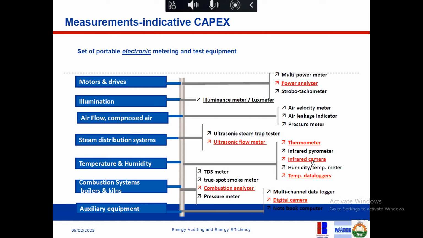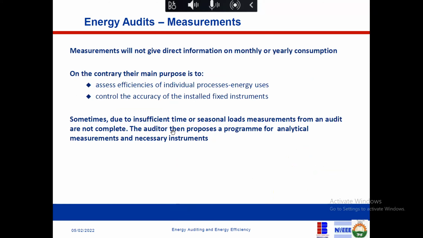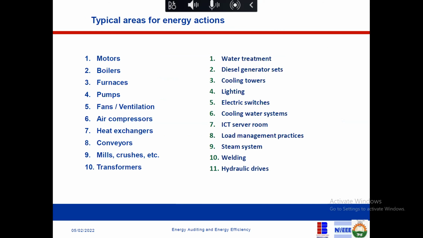So this is it. The measurement and everything, the do's and don'ts, are all here. These are also the typical areas of energy actions you need. You can see there are 21 areas, so it depends on which area you are looking at. The industrial areas are on this side: motors, boilers, furnaces, pumps, fans, air compressors, and the heat area.